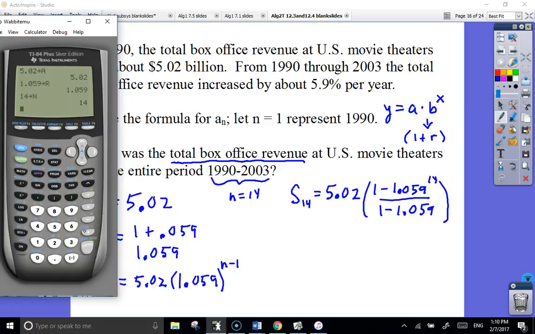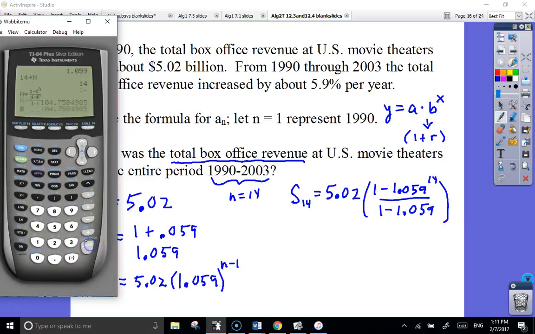Okay, now I just need to put in the formula. But actually, I already put in the formula, so I don't need to do it again. Right? If you want to pull up things that you just typed, you do second enter. The first time I do second enter, it brings up the last thing, storing for N. Then it brings up storing for R. Then it brings up storing for A. And then it brings up my formula. So when I hit enter, it's going to evaluate that formula for the new values of A, R, and N.